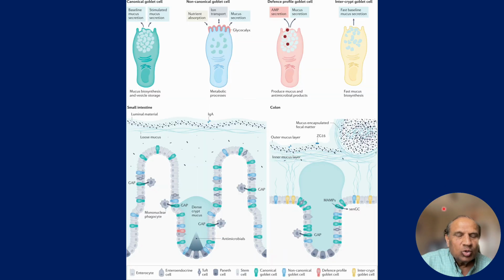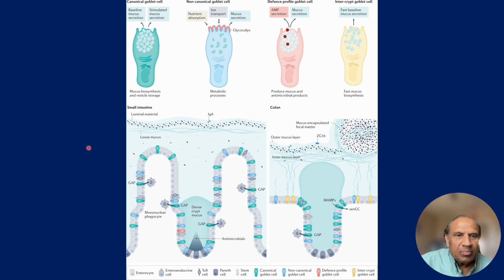So how does this mucus work? Mucus is secreted by goblet cells. Goblet cells are of many different types. There are 4 or 5 different types of goblet cells in the intestinal lining, depending on whether it is in the small intestine or the colon. But the main thing to remember is that mucus works by 2 main mechanisms.